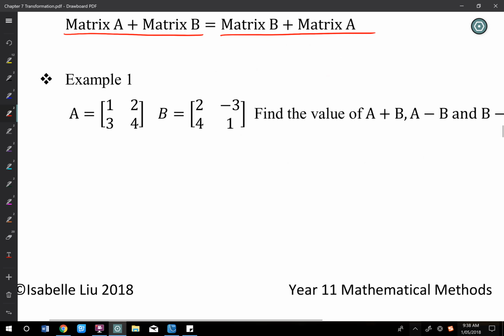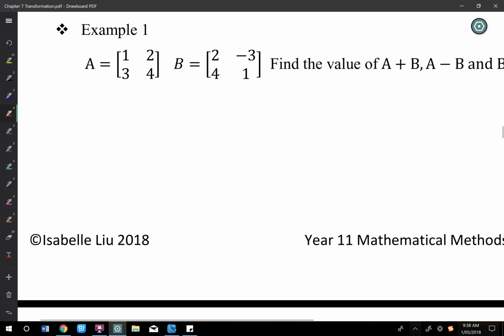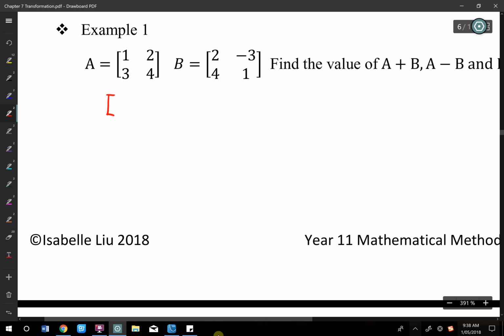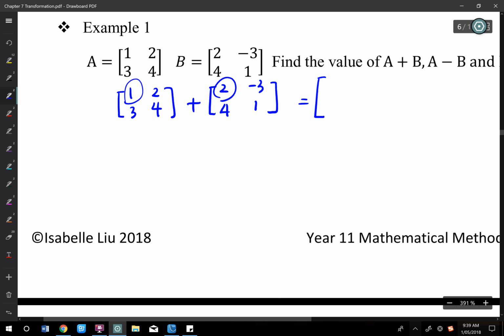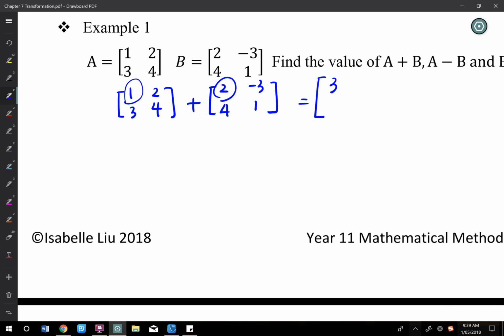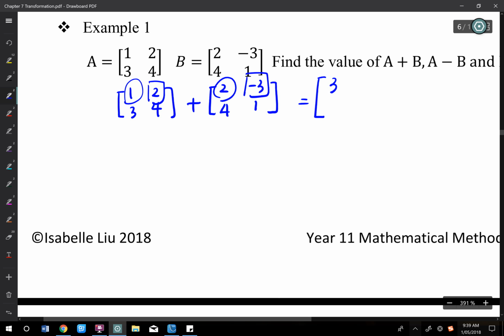All right, let's do the addition. How do we add 2 matrices? Find the value of A plus B. So for A plus B, we have 1, 2, 3, 4 plus 2, 4, -3, and 1. Okay, how do we add it? We add the numbers at the same place and write the result at the same place. So row 1, column 1 and row 1, column 1, you add them. That will be 3. Then 2 plus -3: they are at the same position, so we write it at the same position as well. You have -1.